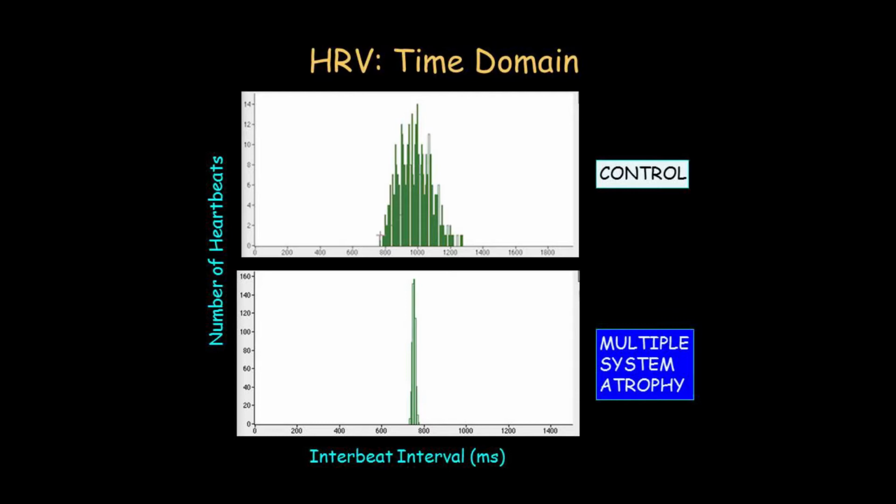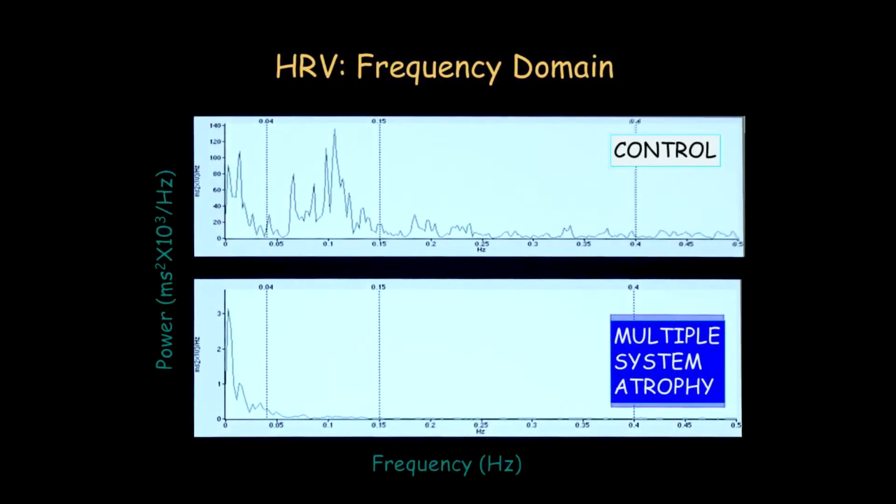It's not an abnormality at all. It's normal. In somebody who has a kind of a metronomic heart rate, it doesn't change at all, that's bad. That's abnormal. And this is what you find about heart rate variability in the time domain in somebody with multiple system atrophy. What about in the frequency domain?